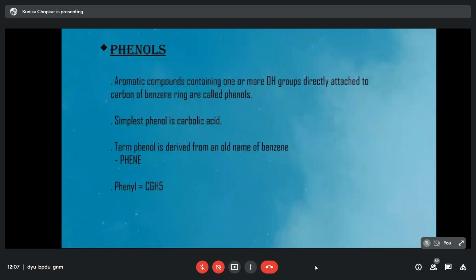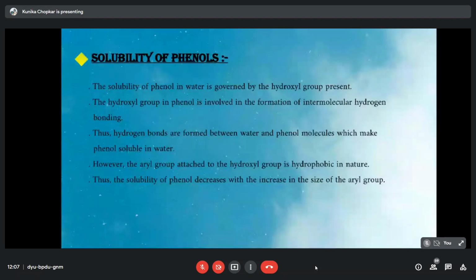Then our next topic is solubility of phenols. The solubility of phenol in water is governed by the hydroxy group present. The hydroxy group in phenol is involved in the formation of intermolecular hydrogen bonding. Thus, hydrogen bonds are formed between water and phenol molecules, which makes phenol soluble in water. However, the aryl group attached to a hydroxyl group is hydrophobic in nature. Thus, the solubility of phenol decreases with increase in the size of aryl group.